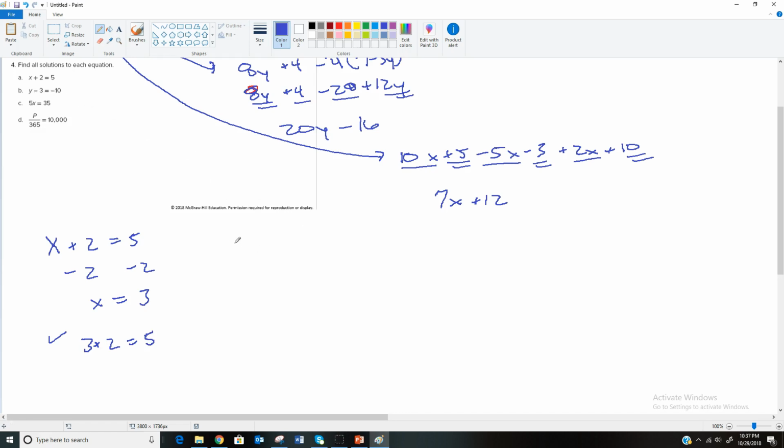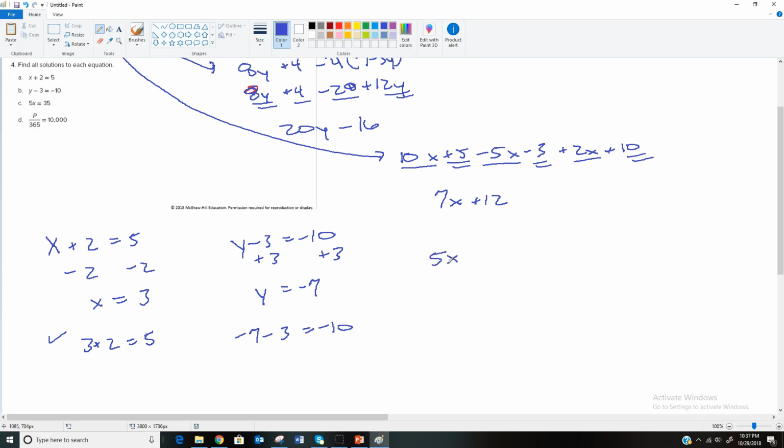Okay, so for this next one, I have y minus 3 equals negative 10. To undo a minus 3, I'm going to add 3. And so y equals negative 7. If you want to make sure it works, take it and plug it back in. Does negative 7 minus 3 equal negative 10? And yes, it does.